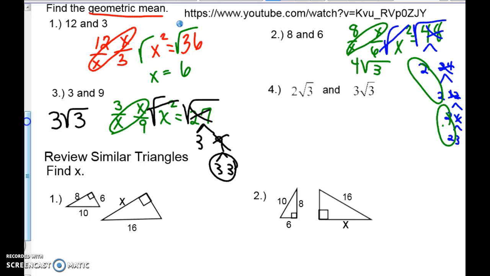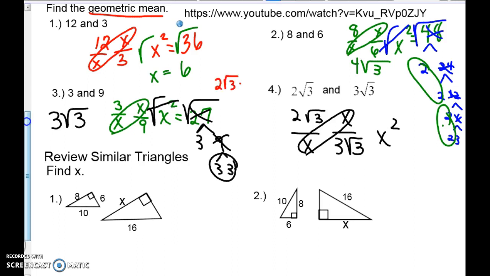This other one is just 2 square root of 3 over x, x over 3 square root of 3. X times x is x squared. Let me put this like you're more used to. 2 square roots of 3 times 3 square roots of 3. What is 2 times 3? 6. Oh, look, I have a pair. What happens when I get a pair? It gets to come out. What's 3 times 6?